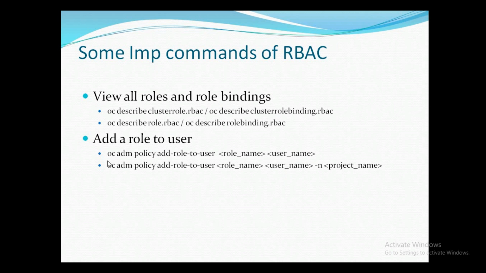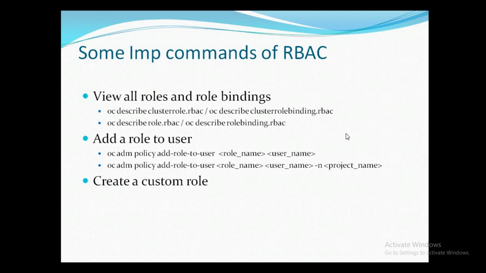If we want to attach a role to a user, what we can do is use a command known as oc adm policy add-cluster-role-to-user, then the role name followed by the username. In a similar fashion, we can do oc adm policy add-role-to-user, role name, username, and -n, that is namespace, the project name. As we know that local roles are basically project specific, so we have to specify the namespace over here.